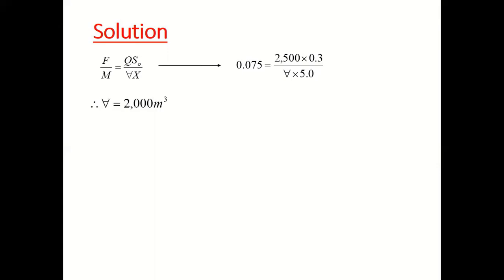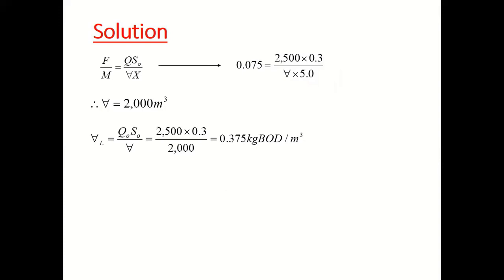So the volume equals 2,000. Notice here that we substitute S naught as 0.3, not 300, okay? And X is 5, not 5,000, okay? So just make sure you substitute correctly. So V is 2,000.